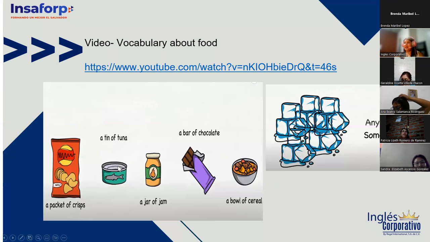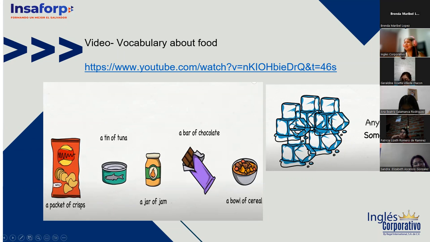Ok. Con esos otros productos también que se pueden enlatar o embotellar, o en el caso de chocolate, que se puede hacer barra. You can count them si están formados en una barra, en el caso de los chocolates. A packet of crisps, a tin of tuna, a jar of jam, a bar of chocolate, a bowl of cereal. En sí, se puede contar solo si está en un container o en un paquete.